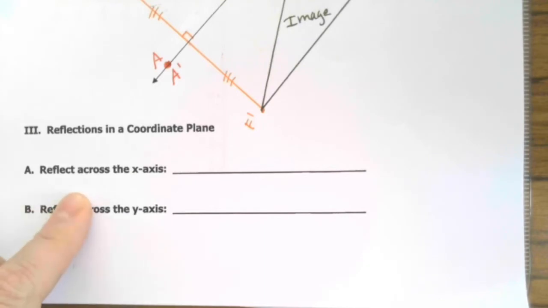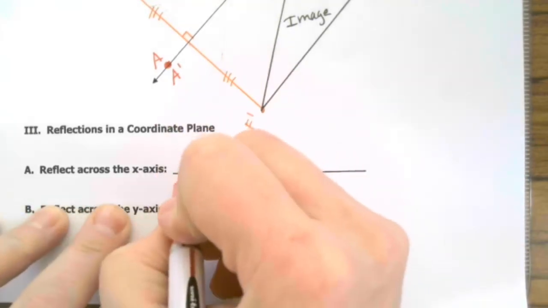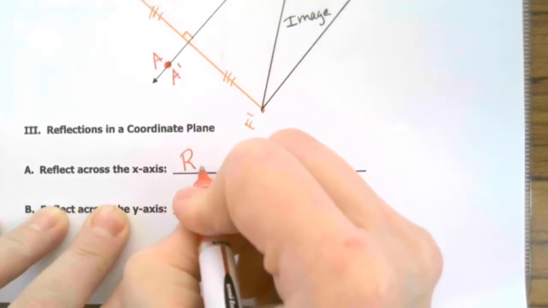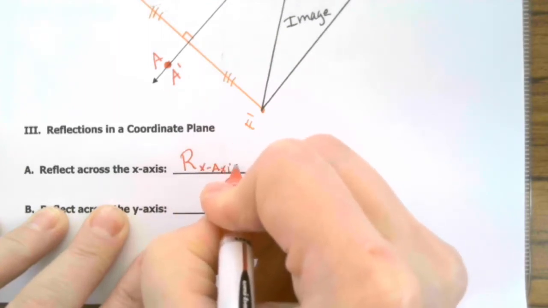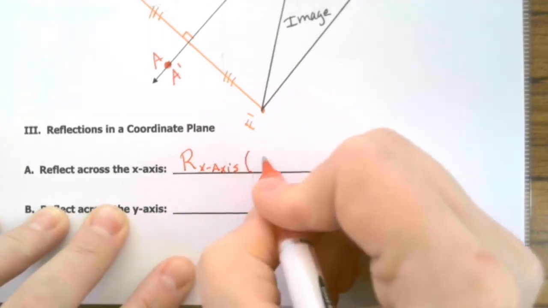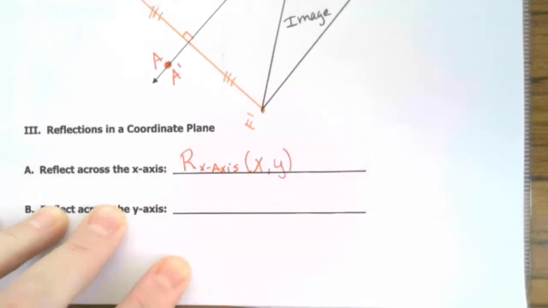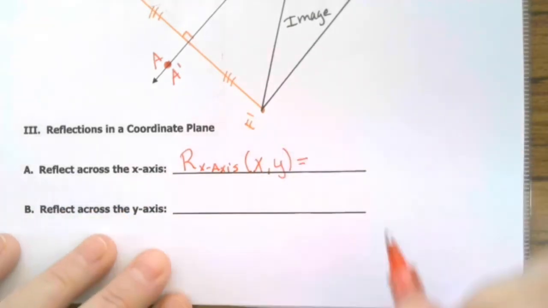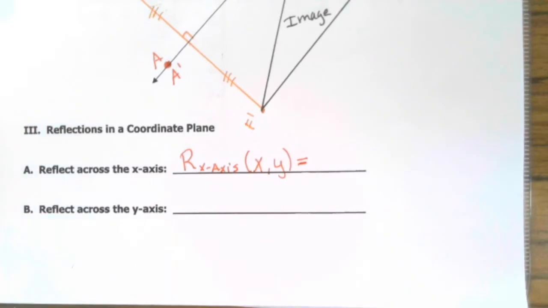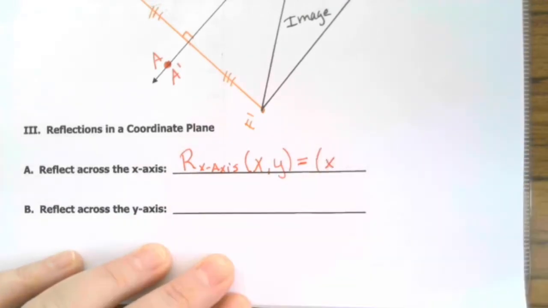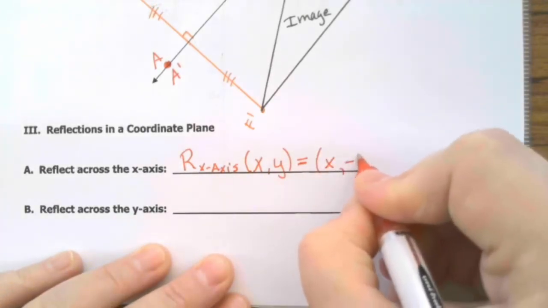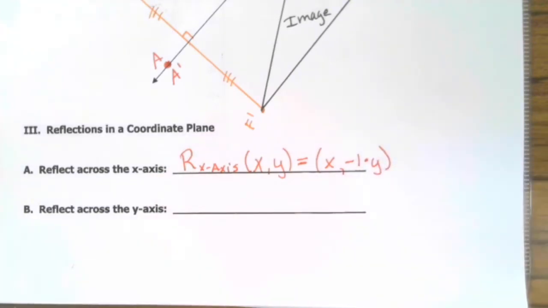So to reflect a shape across the x-axis, you do a capital R for reflection. X-axis goes as a subscript, and then you put every point (x, y) in my shape, and then the right side of the equal sign tells you what math you need to do to that point to reflect it to its new position. The x-coordinate doesn't change at all, but the y-coordinate needs to be multiplied by a -1, and then it will land in a reflection across the x-axis.